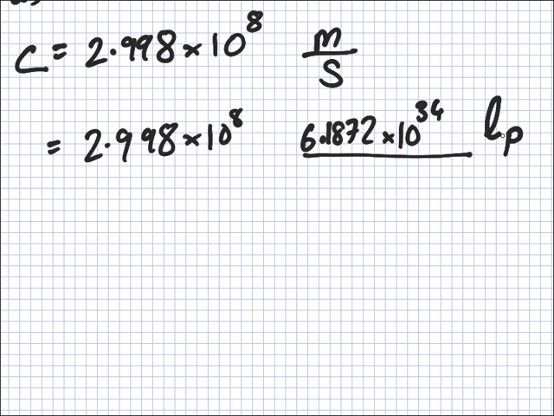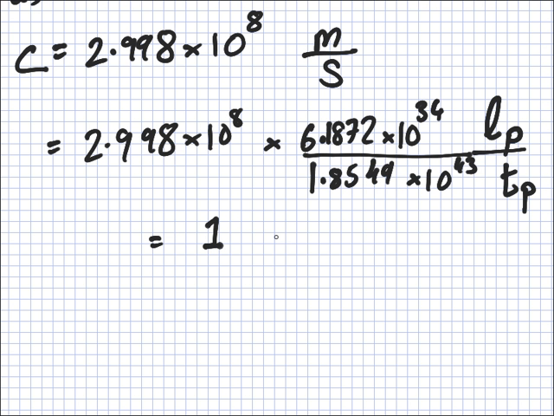And a second, what's a second? A second is 1.8549 times 10 to the 43, and that's Planck time. So if you multiply these three and divide by this, your answer will be 1. So it's 1 Planck length per Planck time. That's what the c is. Okay, so that's okay, yeah?